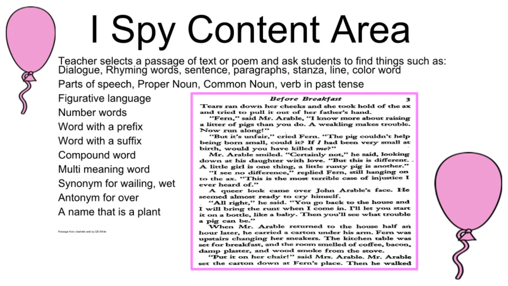So it used to be called sneakers. Now they're called tennis shoes or athletic shoes. So those are just some of the things you can do with the activity I Spy content area.